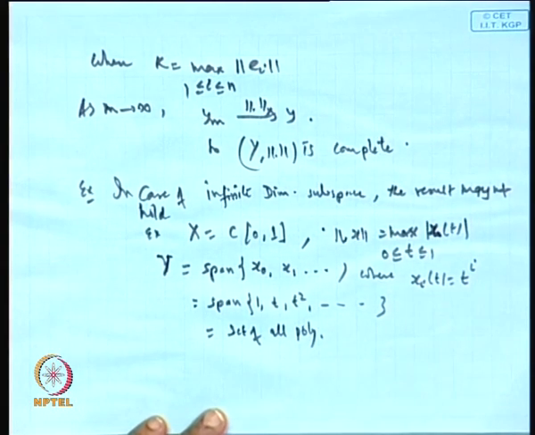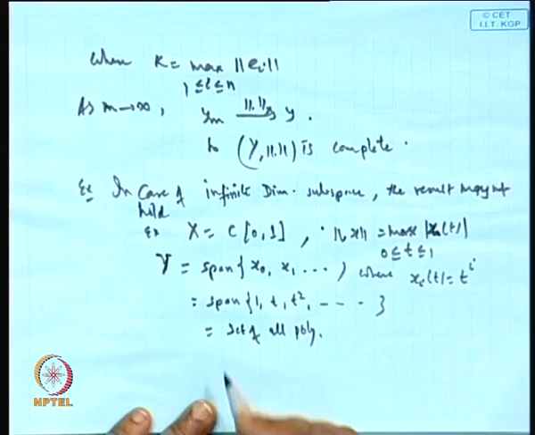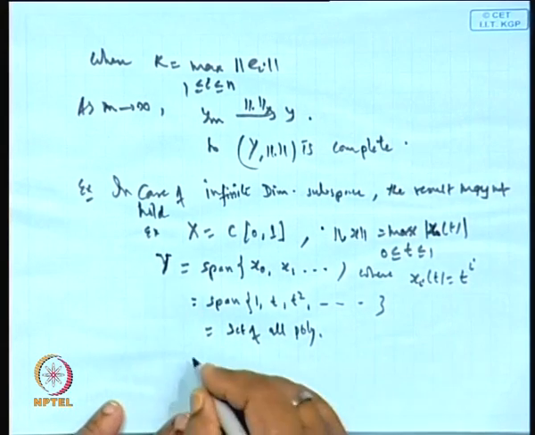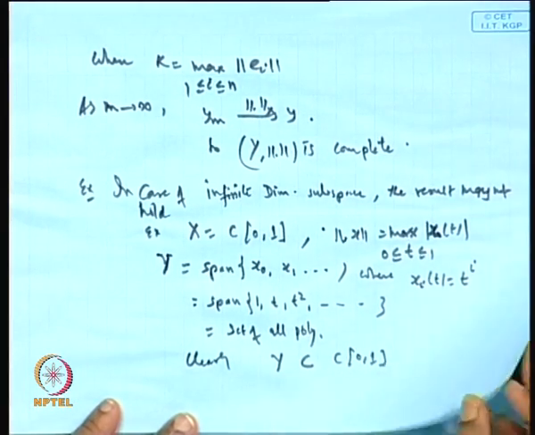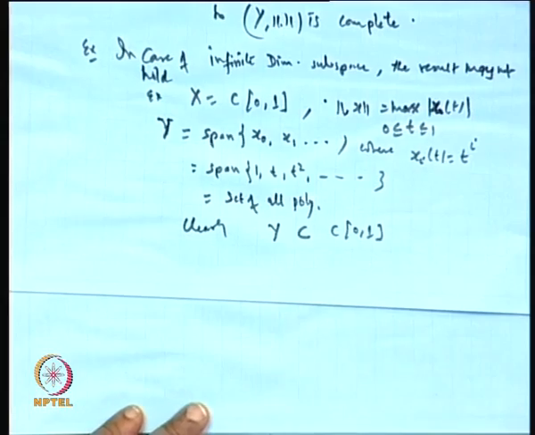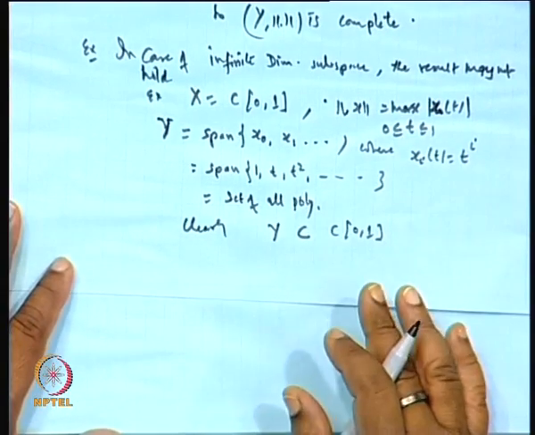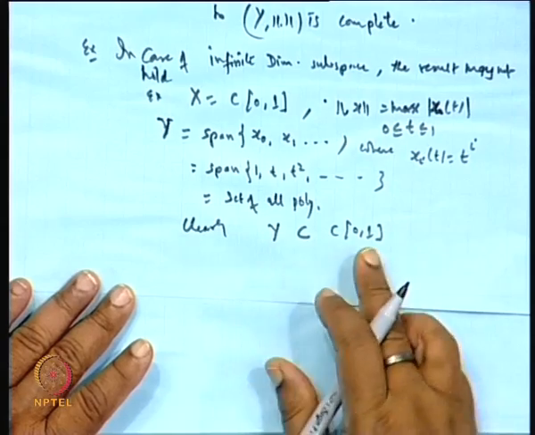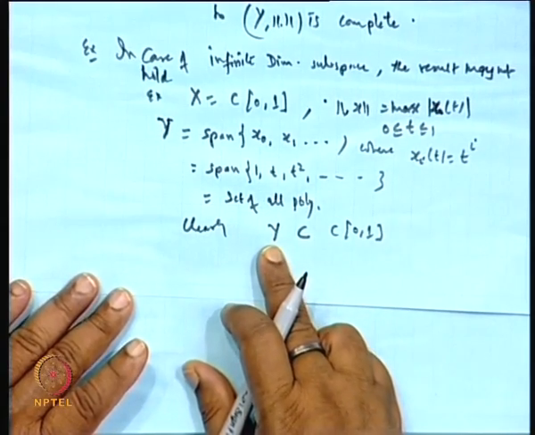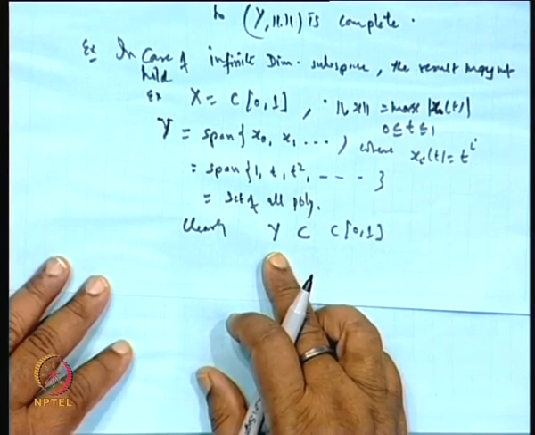So, Y is the set of all polynomials; elements will be polynomials. Now, Y is clearly a subset of C[0,1], is it not? Because every polynomial is a continuous function, and C[0,1] is the set of all continuous functions defined over the closed interval 0 to 1. So, it is a subspace of C[0,1]. Now, the question is whether it is complete or not, because this is infinite dimensional. The dimension of Y is not finite. So, we claim that this will not be a complete space.